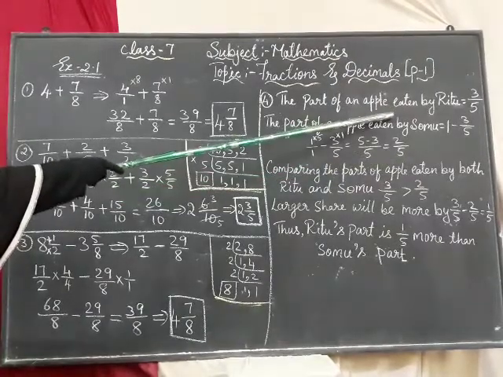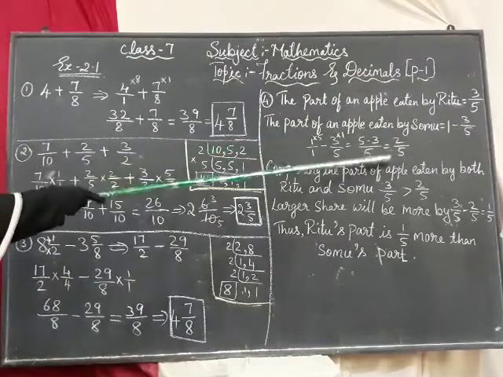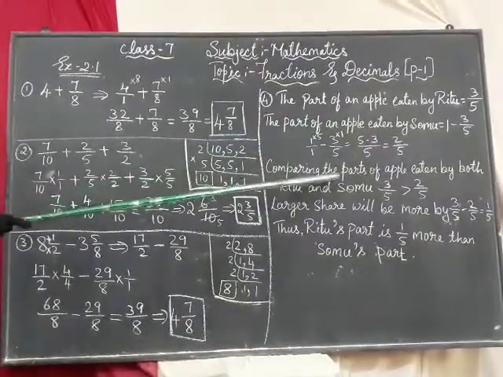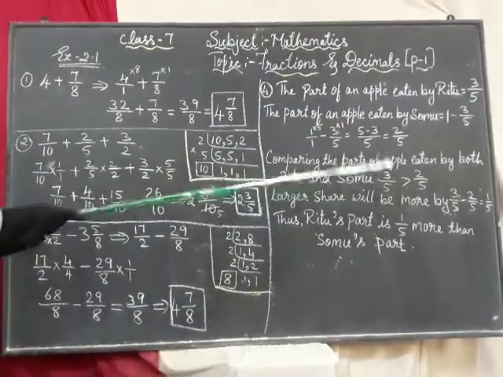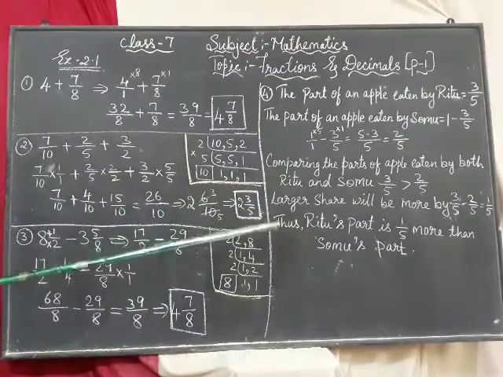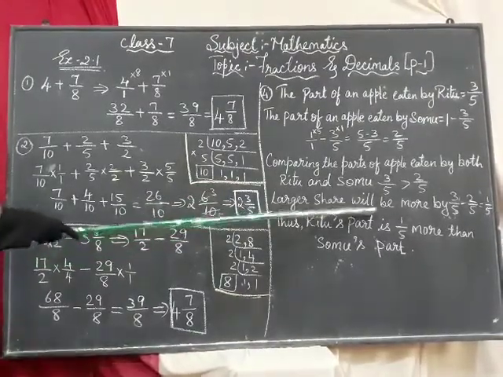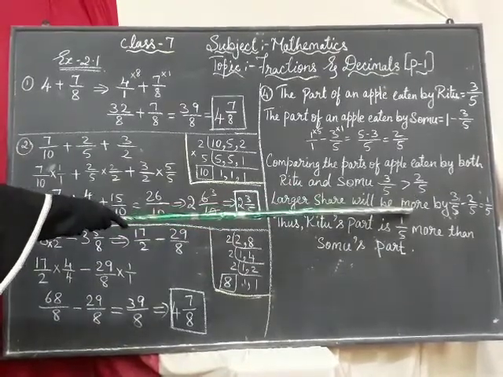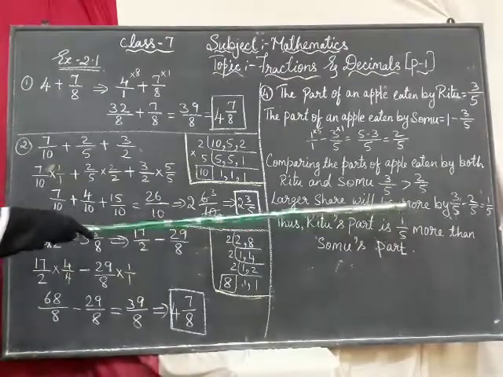How much did Ritu eat? 3 by 5. Who ate more? Ritu ate more. Okay. Ritu ate more. That is 3 by 5 is greater than 2 by 5. So how much more did she eat? How much more means larger share minus smaller share, 3 by 5 minus 2 by 5. That is 1 by 5. How much more is it? 1 by 5 is the more.